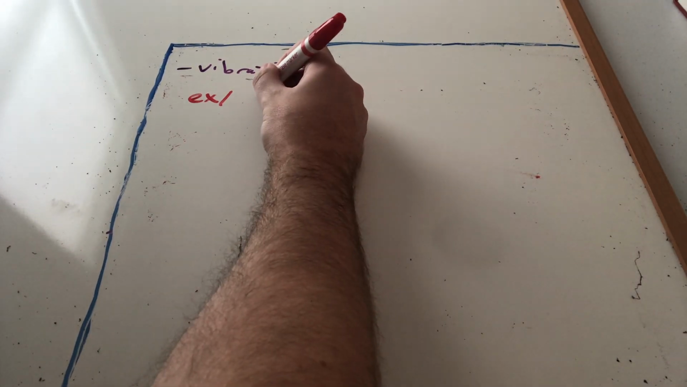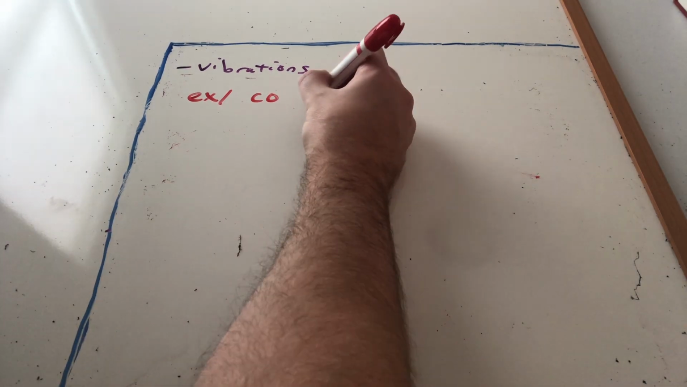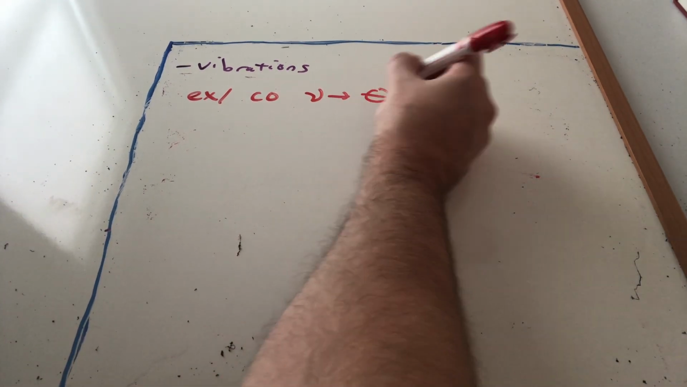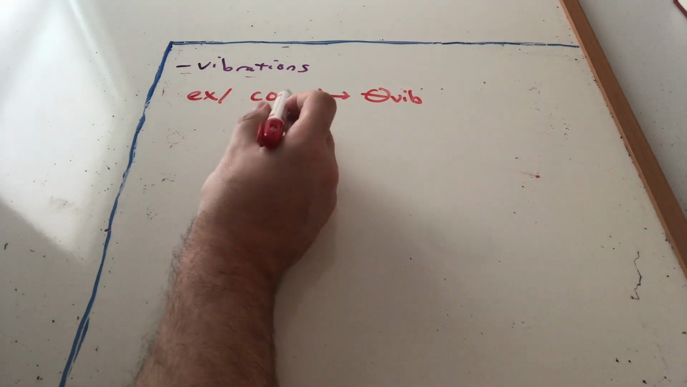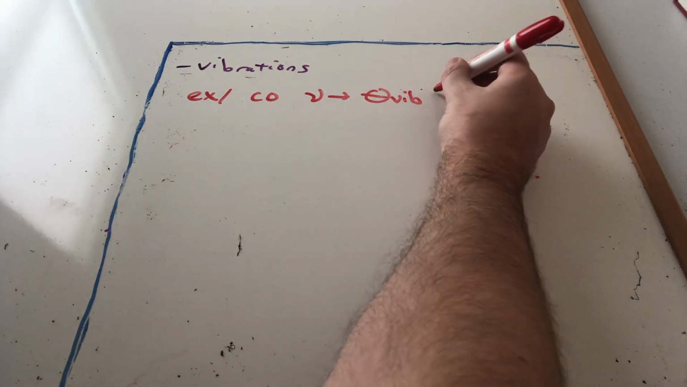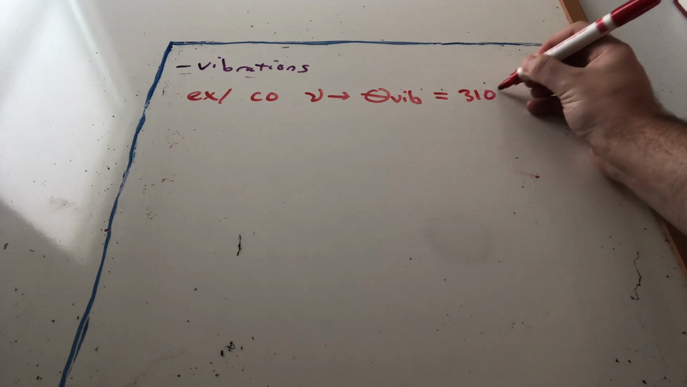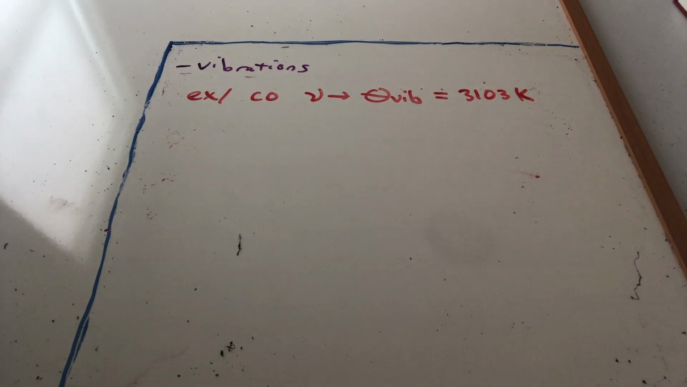Okay, so we're going to look at carbon monoxide, and there's one bond there, and it's a triple bond. It's a pretty strong bond. Based off of its nu, we can calculate a theta vibe. If I look at the frequency of the triple bond vibration there and use the harmonic oscillator approximation, we get a theta vibe that is 3103 Kelvin.